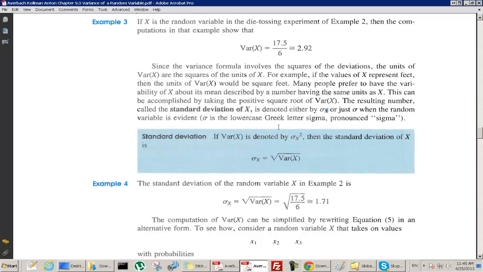Sigma is the lowercase Greek letter sigma. So sigma is the square root of the variance. So of course sigma squared is equal to the variance. So in the last example, we were taking the square root of this. So it's this. So this would be sigma of x, or the standard deviation of the random variable.